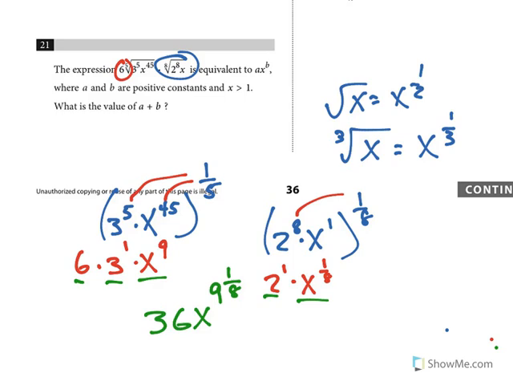Okay. Now, what's the question asking us? Well, it's saying that if this is A, and if this is B, they want us to add them together. All right, well, 36 plus 9 1/8 is 45 1/8. Now, technically, as a decimal, we would write it like this, but we don't have space for that, right? I think we only have 5 spaces on the grid.